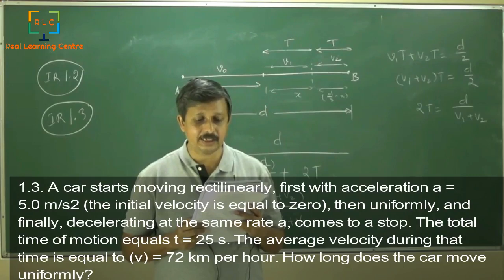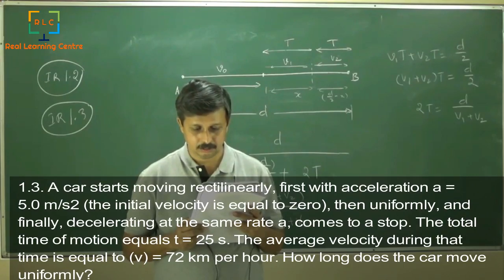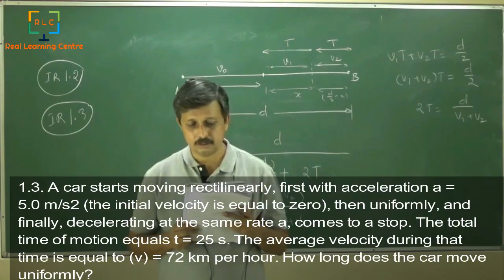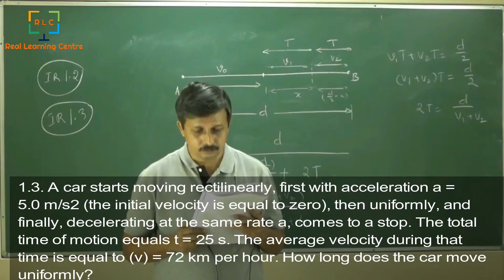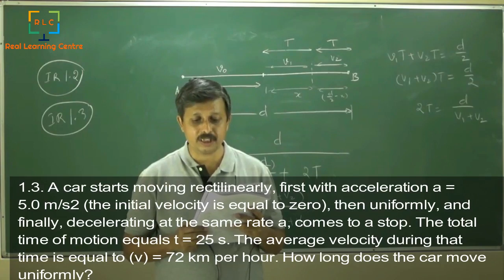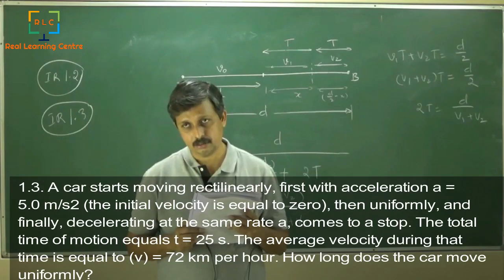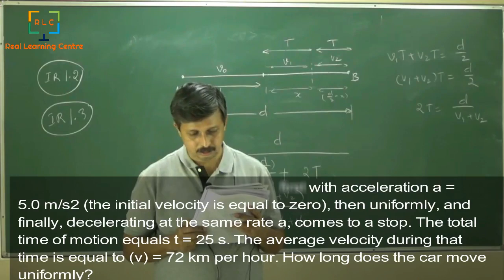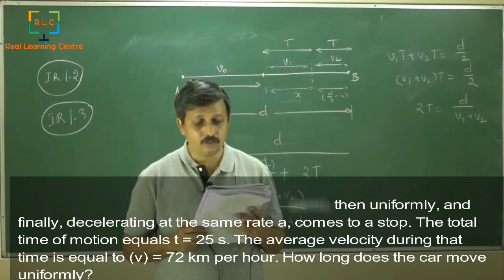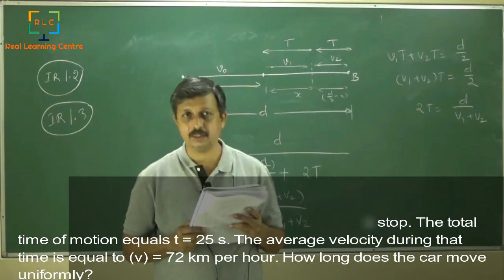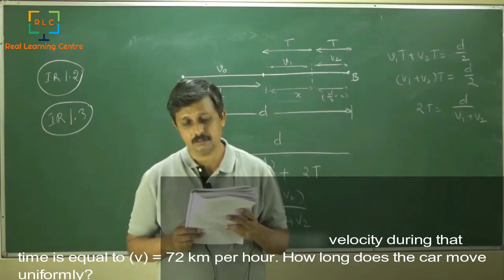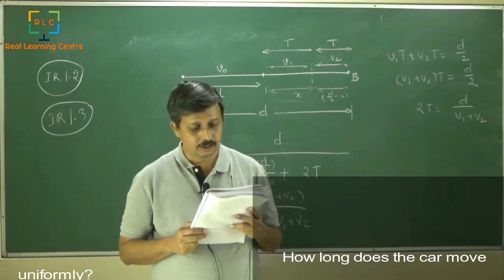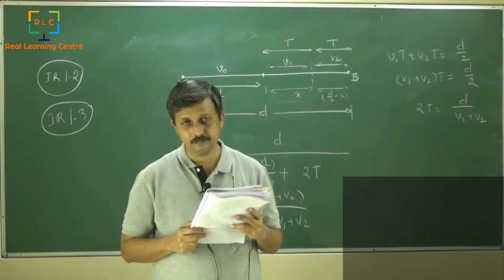The average velocity during the whole time is equal to 72 kilometers per hour. How long does the car move uniformly?